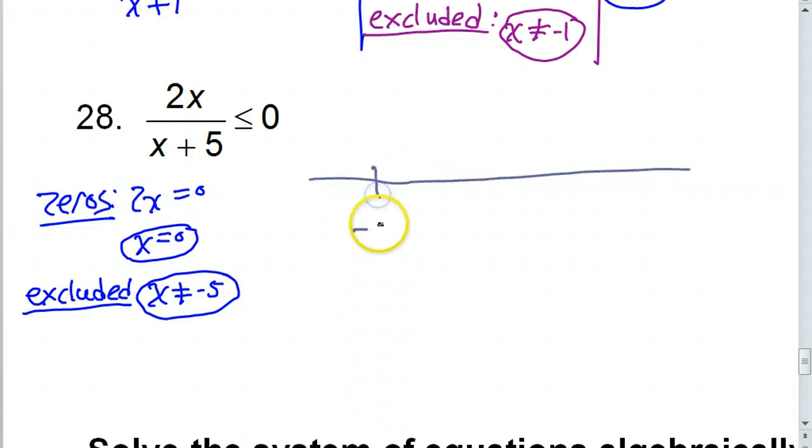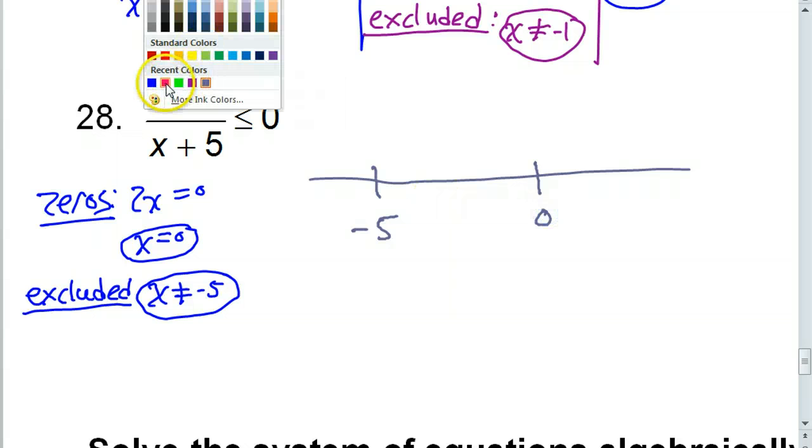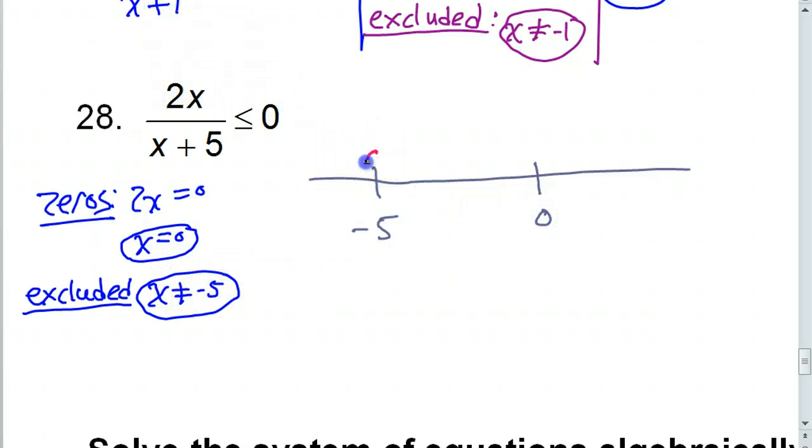Okay, so we have -5 happening, and we have 0. Excluded values are always going to be an open circle, because open circle means excluded. Zeros are sometimes included if it says or equal to 0, and this does. So we will include the 0, showing that as a closed circle.